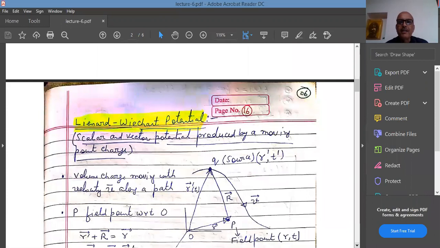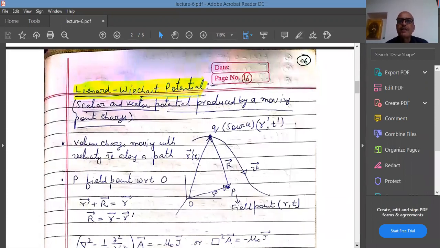The information generated by the source takes time to reach the field point, and in the meantime the charge moves from its position to another forward position. Therefore, the information received by the observer at the field point is related to an earlier time, which we call the retarded time. So the Lienard-Wiechert potentials are nothing but the scalar and vector potentials produced by a moving charge.